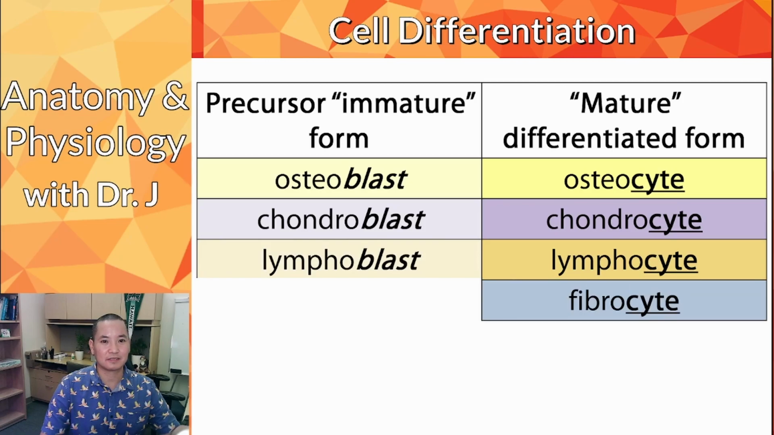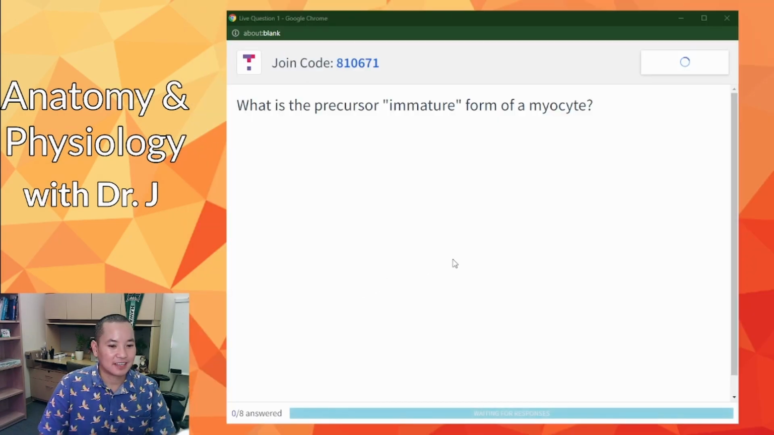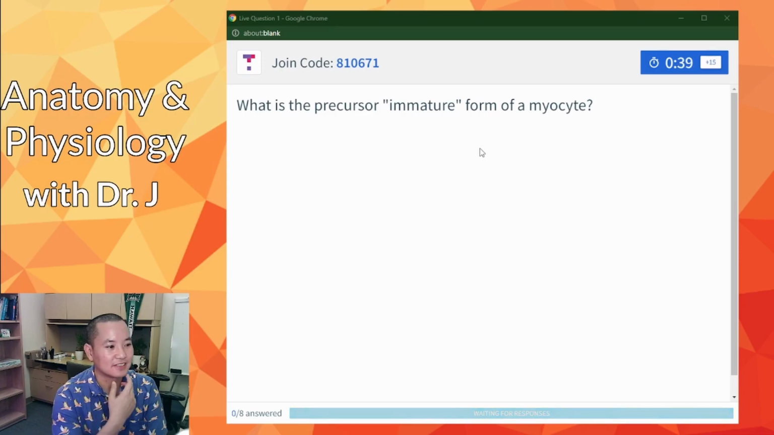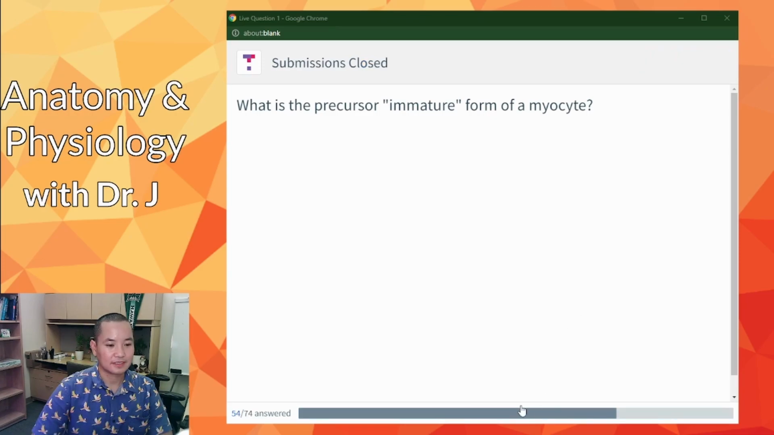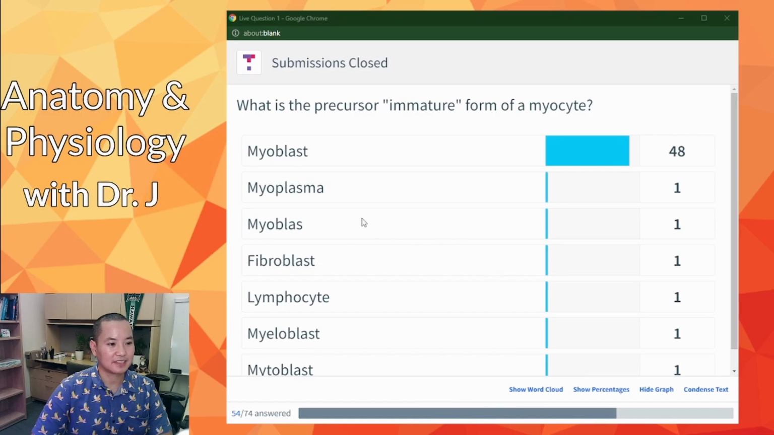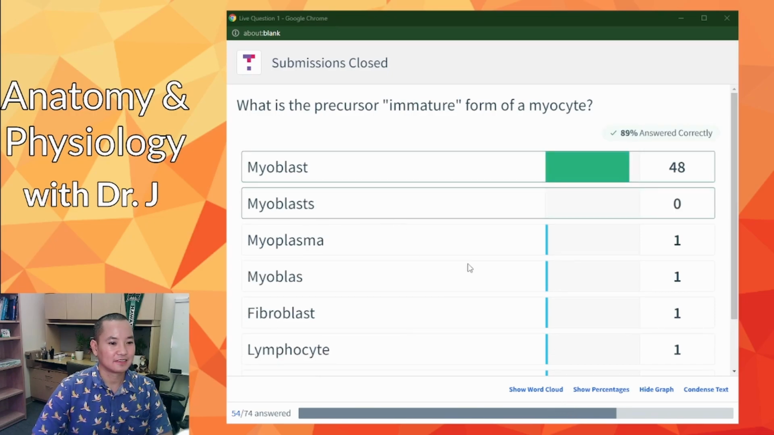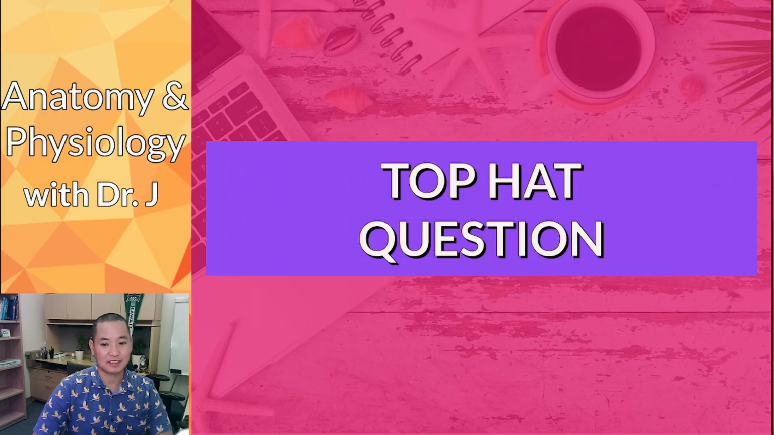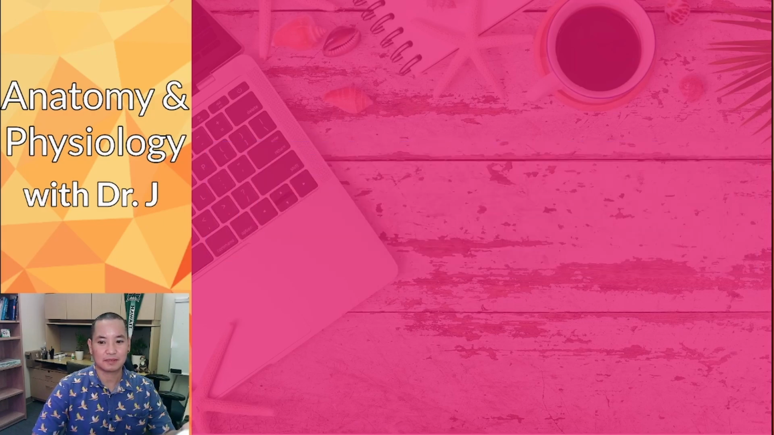Fibrocyte, remember that they're important in maintaining the fibers of our matrix in our connective tissue. What should we call an immature fibrocyte? I'll give it away: fibroblast. So given that, what should we call the precursor, immature form of a myocyte? Okay, the major responses we see are myoblast, myoplasma, but the most popular is myoblast, and you're correct. So myoblasts are the precursor, the immature form of a muscle cell. This is why knowing blast and cyte is very useful, because it tells you what develops into what. So you know not to put the cyte before the blast.